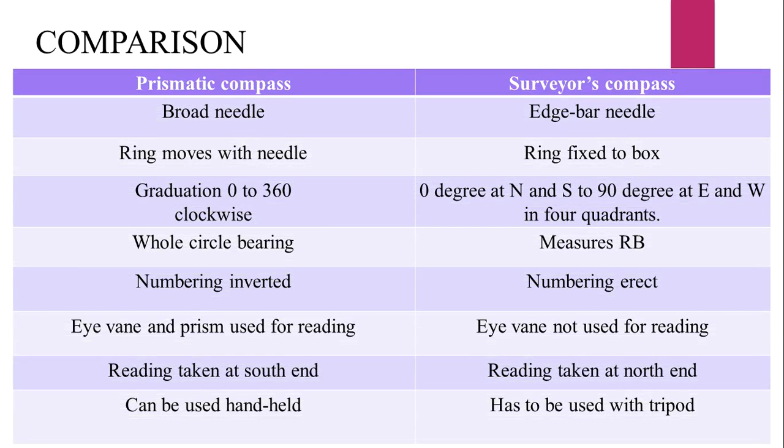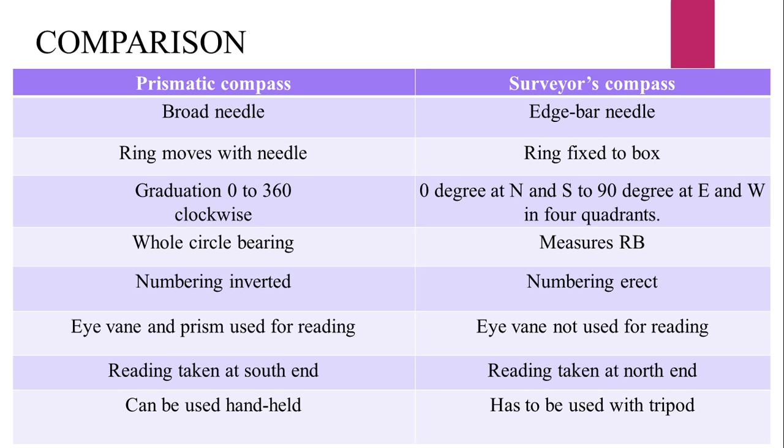Comparison between prismatic compass and surveyor's compass. Prismatic compass has a broad needle, whereas surveyor's compass has edge bar needle. In prismatic compass, ring moves with needle, whereas in surveyor's compass, ring is fixed to the box.